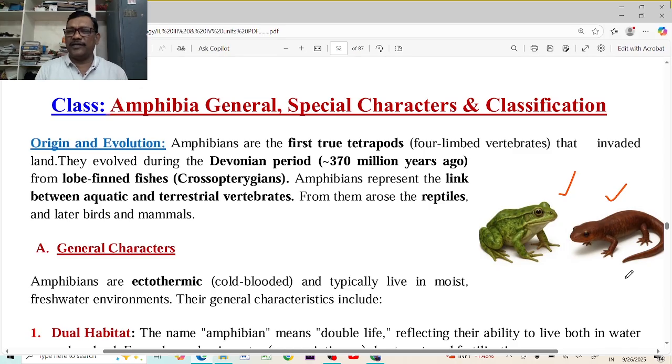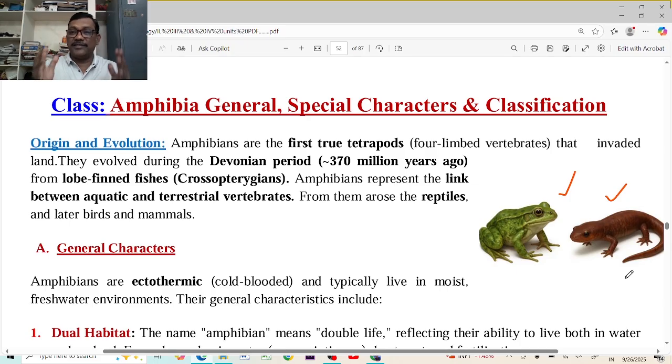But before going deeper, we have to discuss the origin and evolution of amphibians. Actually, these amphibians were evolved from the fishes. What are the problems faced by the fishes? Why did they evolve as the amphibians? Actually, the fishes were evolved as the amphibians.